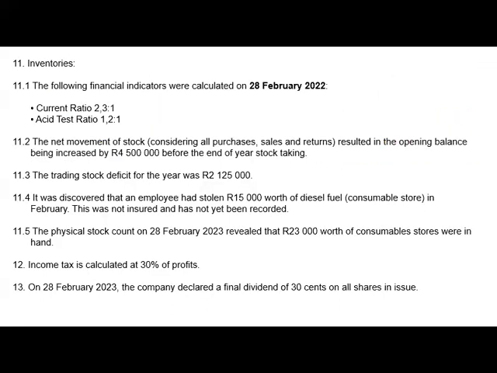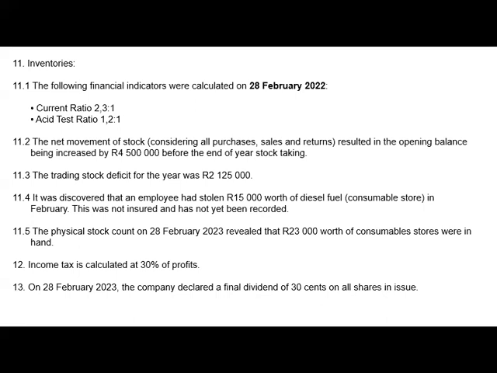Let's go to the next one. It says that the following financial indicators were calculated on the 28th of February 2022. They gave us the current ratio, which is 2.3:1, and asset test ratio of 1.2:1. I don't know why those are given to us. Okay, let me just check why they're given to us. I'm just gonna randomly check.